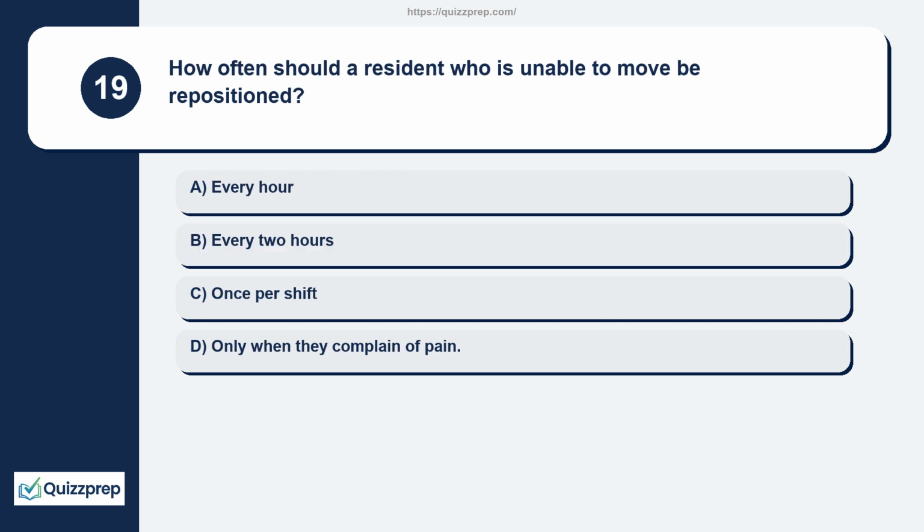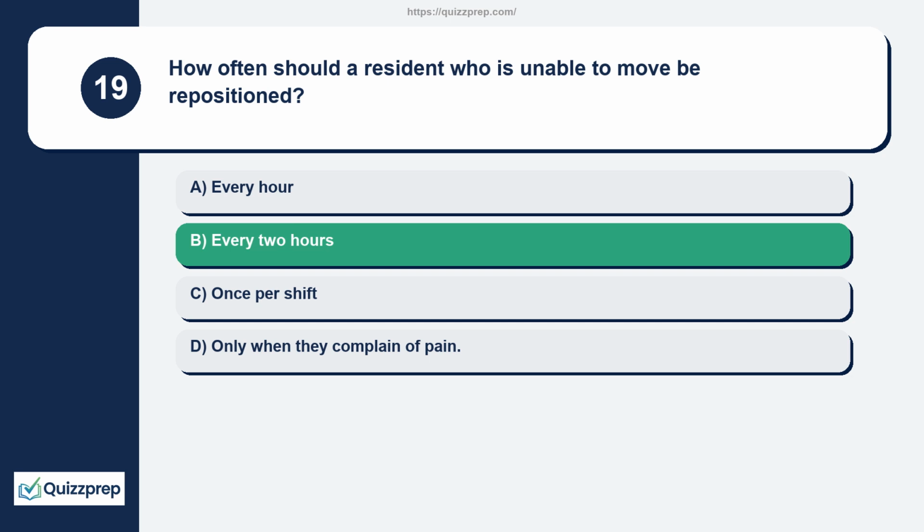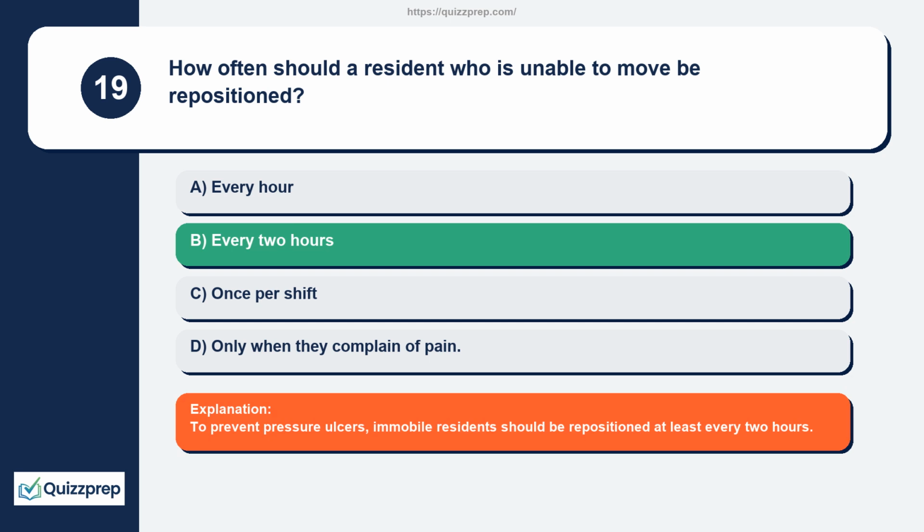Question 19. How often should a resident who is unable to move be repositioned? Every hour. Every 2 hours. Once per shift. Only when they complain of pain. To prevent pressure ulcers, immobile residents should be repositioned at least every 2 hours.